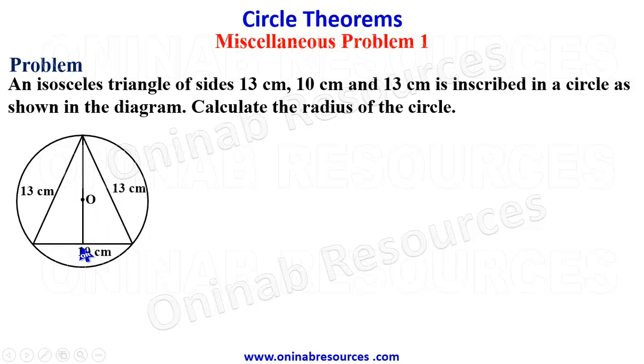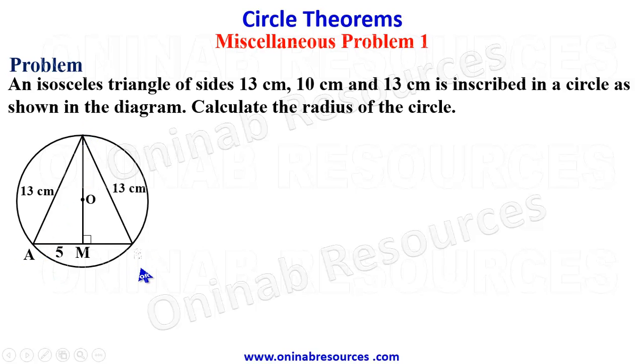So the point here is going to form the midpoint, and since this is 10, we are going to have this one to be 5 centimeters, and then we have this as a right angle. We can now find the height. Finding the height, we label the triangle.